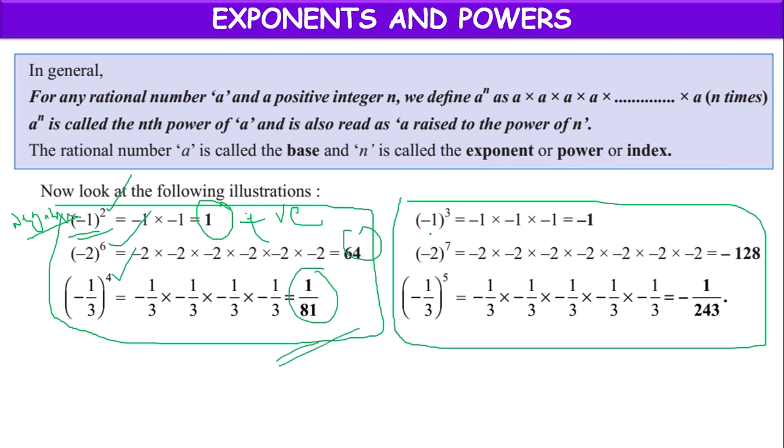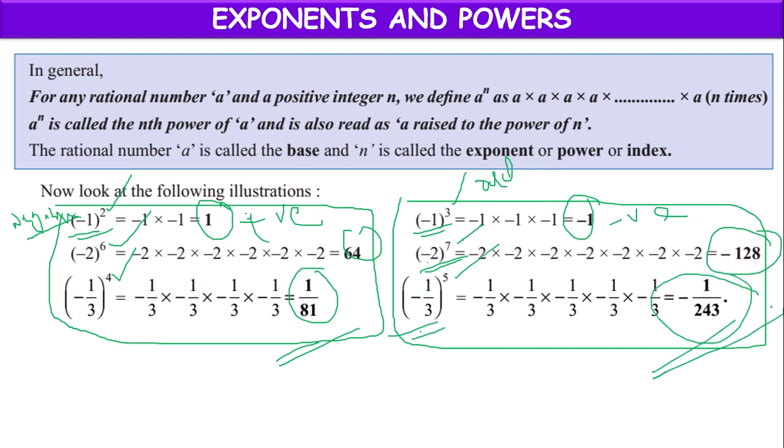But when the base is negative and the exponent is an odd number, the result is always negative. Here -2 is negative, 7 is an odd number, so the result is negative. -1/3 is negative, 5 is an odd number, so the result is negative. This we have to keep in mind.